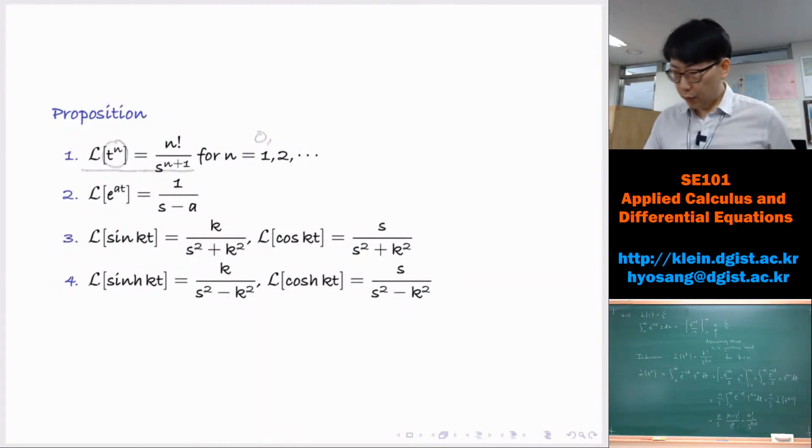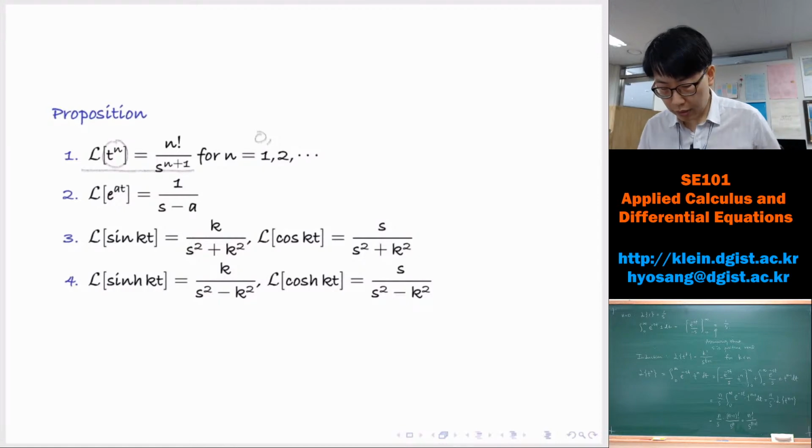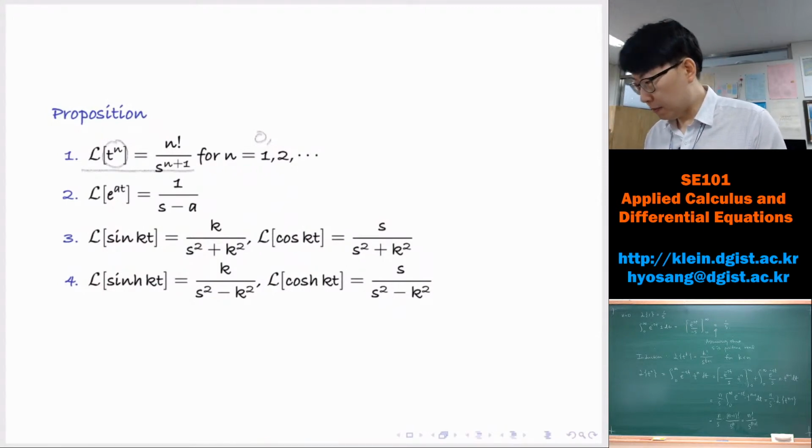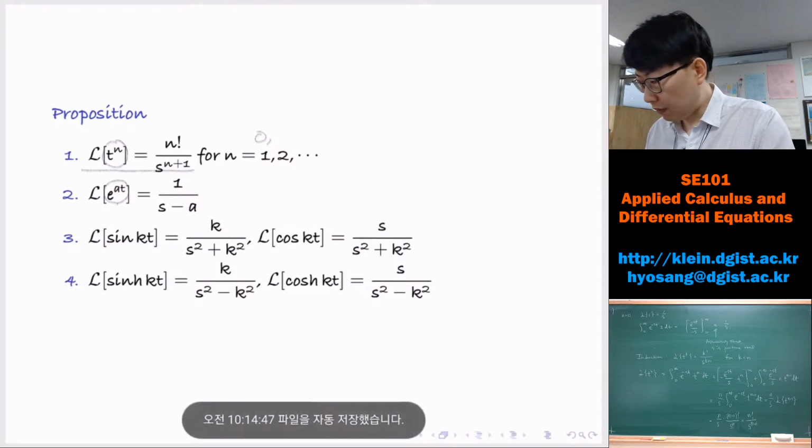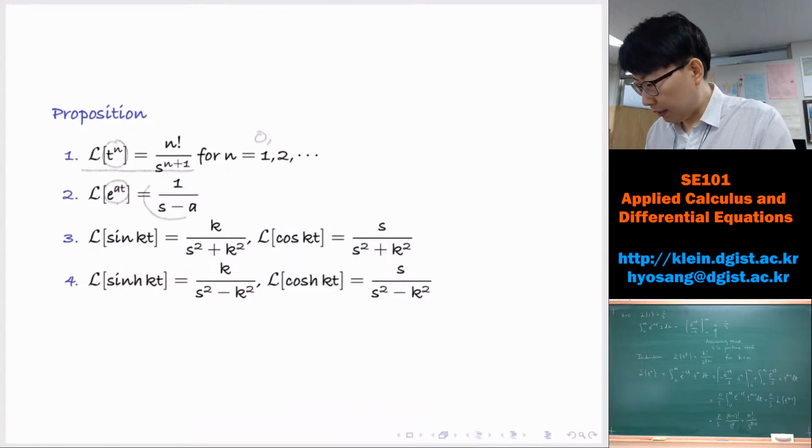So let's look at other formulas. For your information, I will give these formulas in the midterm, so you don't have to memorize everything, but you have to understand how to apply them. So think about the Laplace transform of the exponential function e to the at. So a is the coefficient of t, and that becomes the shifting variable of 1 over s.